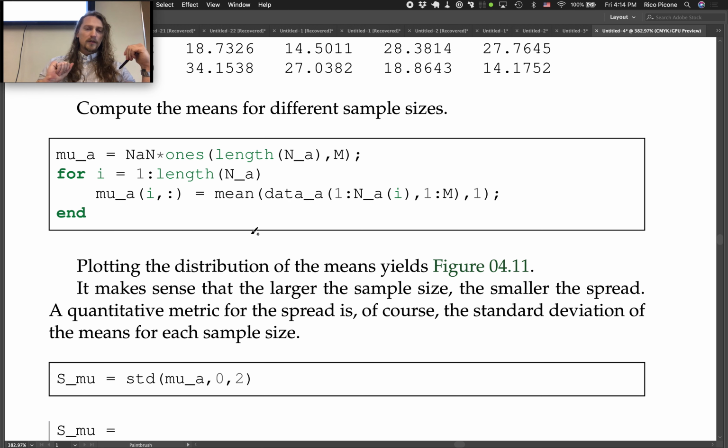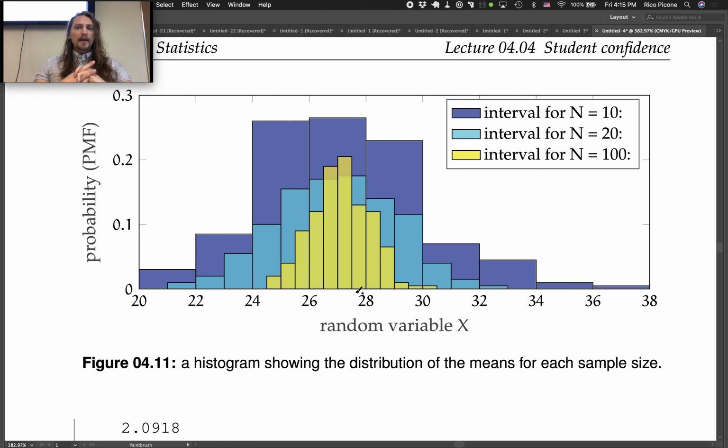Plotting the distribution of the means yields figure 4.11. So the n equals 10 case is the dark blue, n equals 20 case is the light blue, and then the n equals 100 case is the light green. And you can see that the distribution for higher n is getting tighter and tighter, okay? The spread is reducing. And that's what we expect to see, right? We expect to see that grouping tighten.